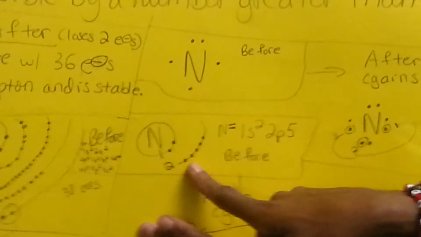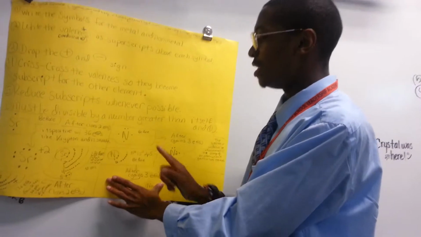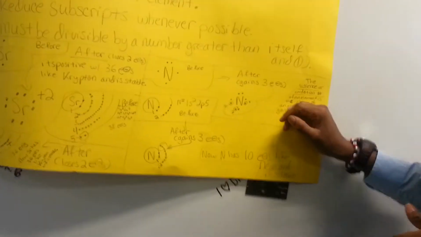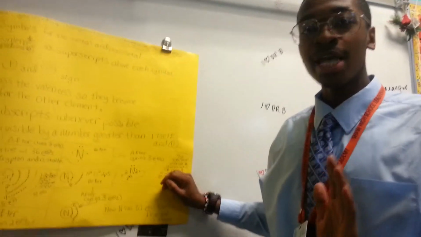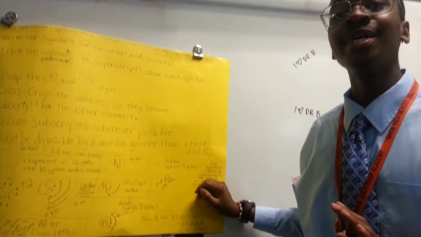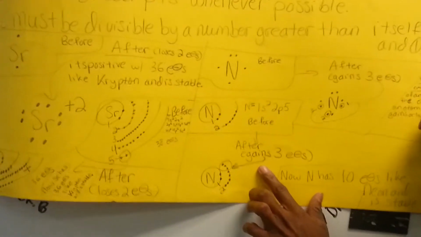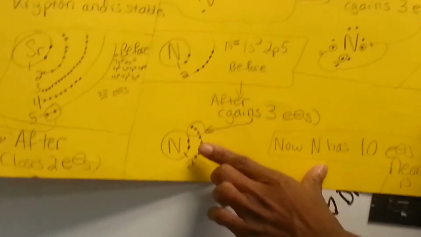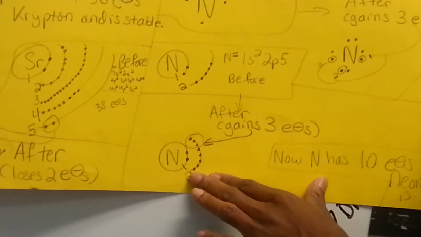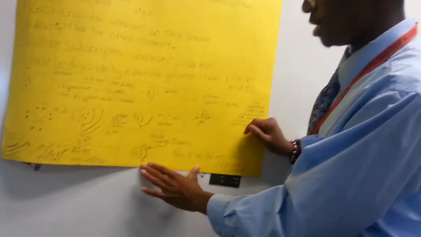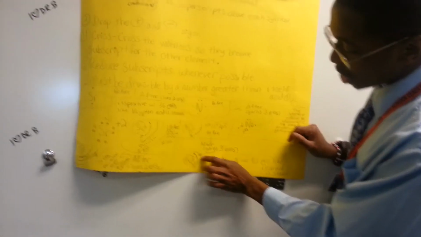Now, its original Bohr diagram was 2 electrons in its first energy level and 5 electrons in its second energy level. Its longhand electron configuration before it gained 3 electrons was 1s2, 2s2, 2p3. After it gains 3 electrons, it now has a full outer shell, or 8 valence electrons in its higher energy level, just like neon. It has 10 electrons, and here are the 3 that it gained. Now nitrogen has 10 electrons like neon and is stable.